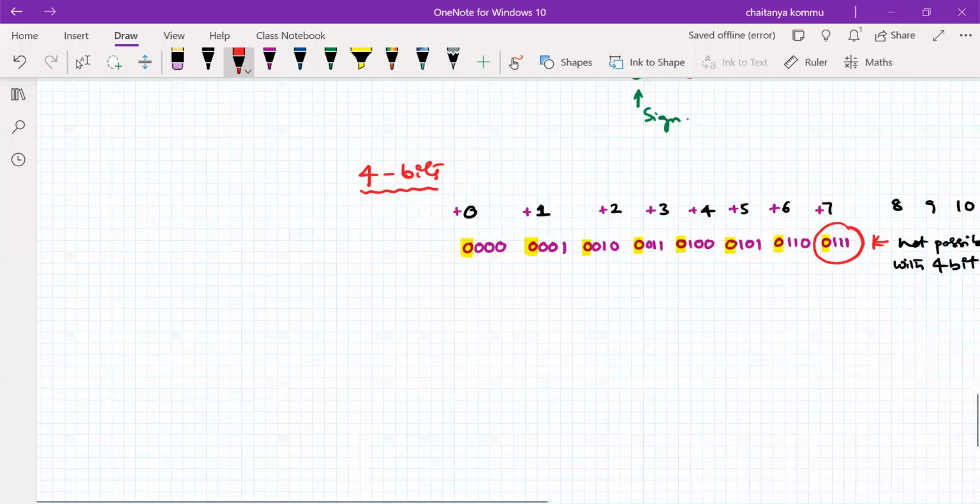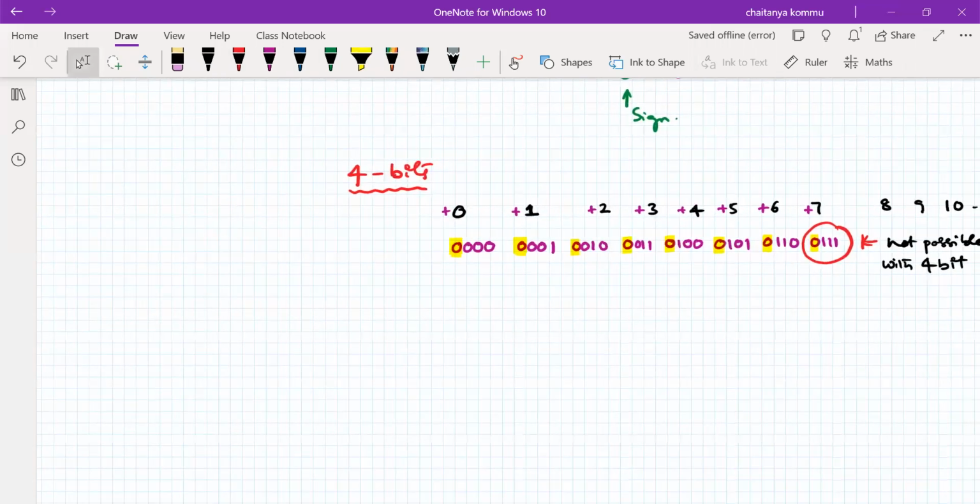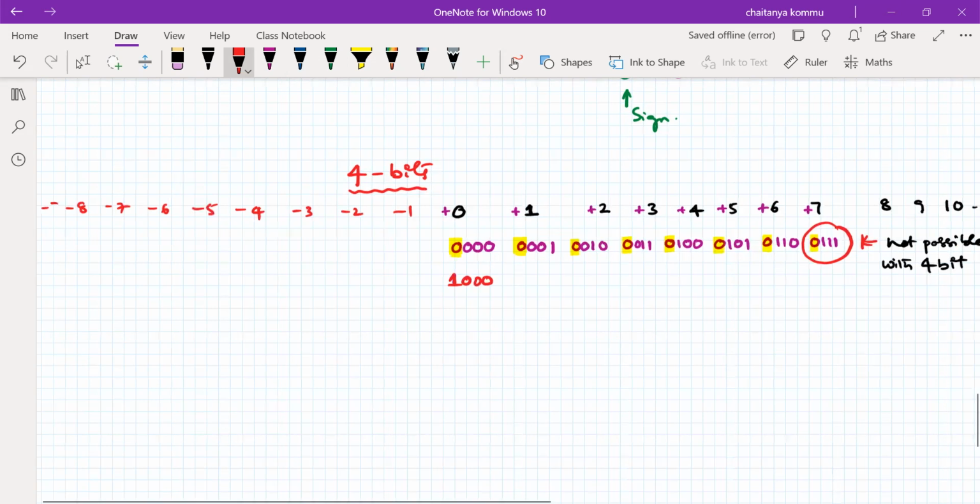Now on the left hand side, what values are we able to represent? It is also possible. Negative numbers, meaning the sign bit 1, are also possible, right? 1 0 0 0. Next, minus 1 is there, minus 2, minus 3, minus 4. How many? Up to -7, sir. Yeah, up to -7 only.